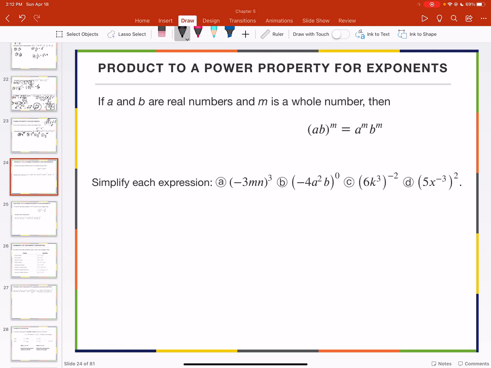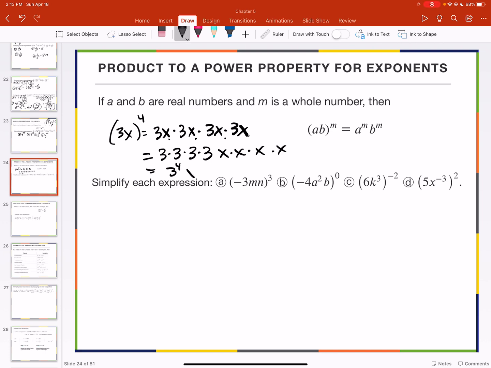What about if you have a product to the power property? Well, it's the same thing. You're multiplying it by itself that many times. Let's say, for instance, I have 3x, and I want to raise it to the power 4. Then that means 3x times 3x times 3x times 3x. Let's use the commutative property: 3 times 3 times 3 times 3, and then these together, x times x times x times x. In other words, that's 3 to the 4th power, x to the 4th power.